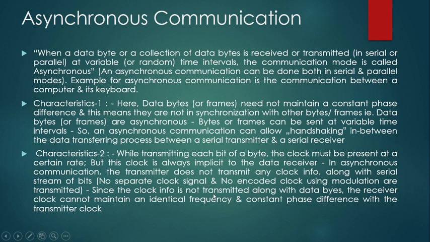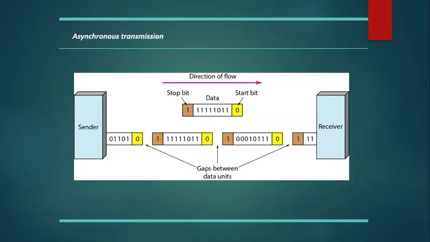Since the clock information is not transmitted along with the data byte, the receiver clock cannot maintain an identical frequency and constant phase difference with the transmitter clock. What this means is that there may be a clock signal, but along with the data the transmitter is not going to give the clock signal. So by means of this clock signal, the sync is not going to be maintained. If you look at this figure, it will be clear.